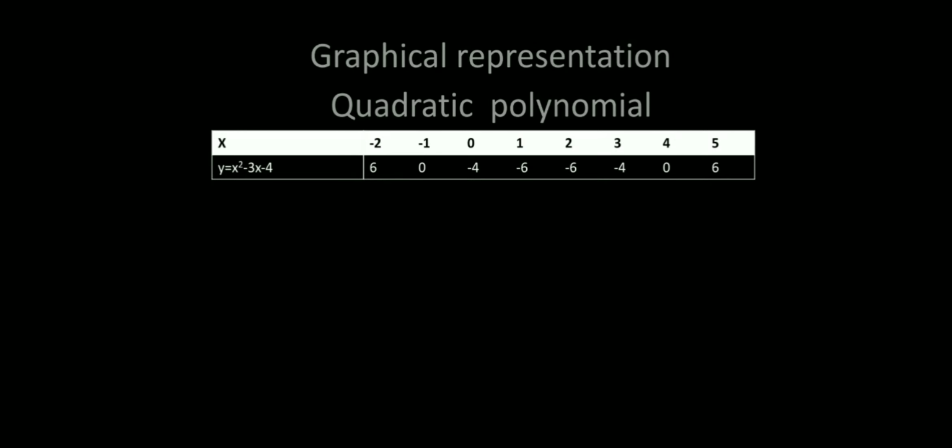Now for the graphical representation of the quadratic polynomial, we took the quadratic polynomial as x square minus 3x minus 4, and we have taken some values of x and found the value of y, as you can see over here. Understood? So let us make the graph. Okay, so as you can see the graph now.